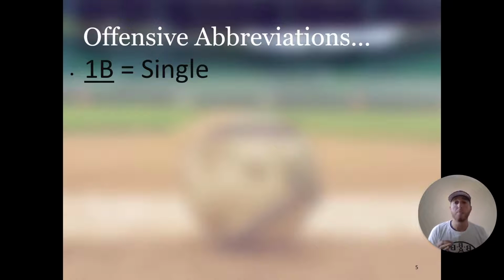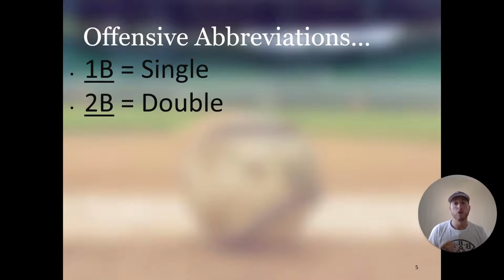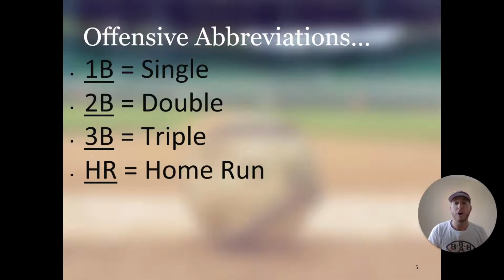The next one, 1B, is a single. If you ever see 1B, that means the player who was at bat just got a single. 2B means double, 3B, triple, and HR means home run. They hit it over the fence, or an in the park home run. So HR means home run.